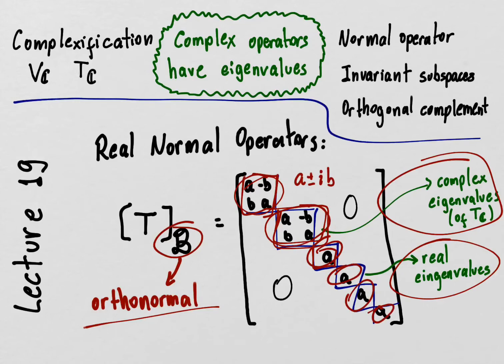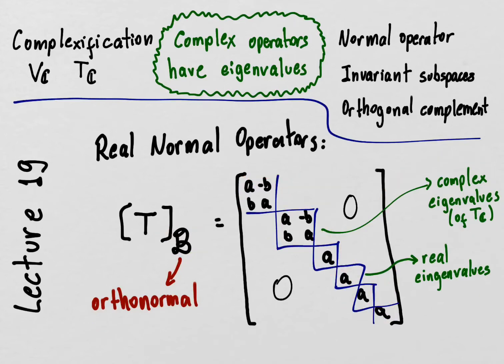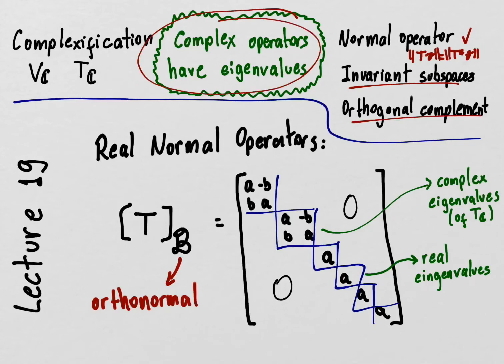And in order to prove that, we combined all these previous properties. The property of being a normal operator, in the sense that the norm of TV equals the norm of T star V. Then the notion of invariant subspaces and orthogonal complement to get this proof. And it was a key point in the proof that complex operators have eigenvalues. And of course, in order to use something which is true for complex operators to talk about real operators, we had to use complexification.